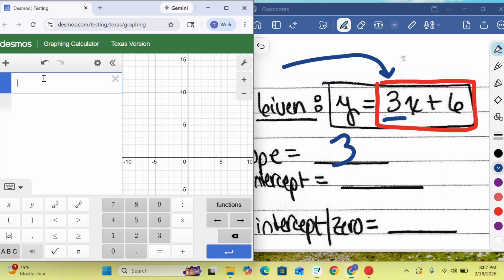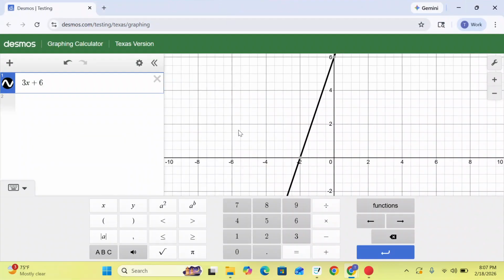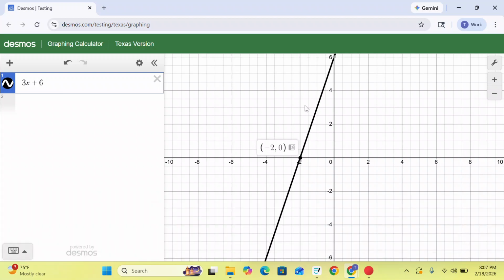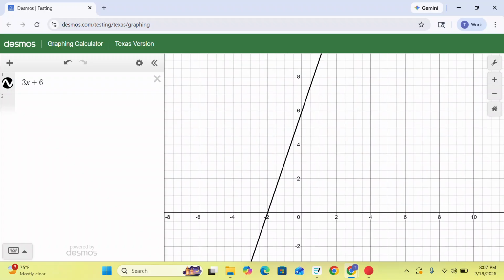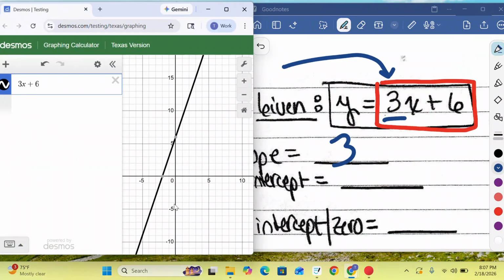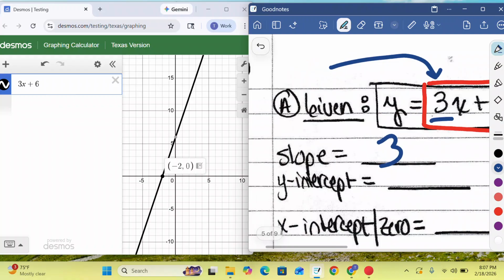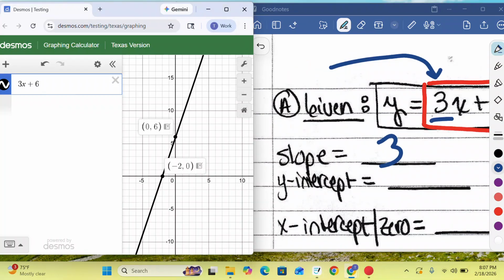So I'm going to go ahead and put in 3x plus 6, and I get my graph, and I get my x-intercept right here. This is my x-axis, so it's negative 2 comma 0, and then I get my y-intercept by looking at this graph, and that is my y-intercept, 0 comma 6. So I'm going to go ahead and shrink it. My x-intercept is negative 2 comma 0 because it crosses the x-axis, and my y-intercept is 0 comma 6, and once again it will stay stuck.